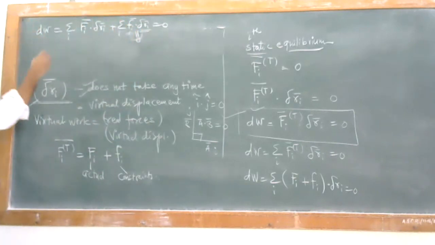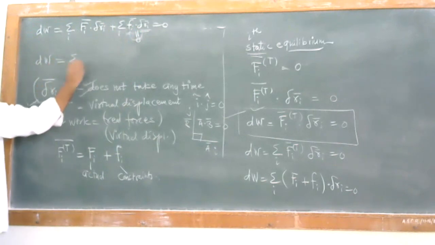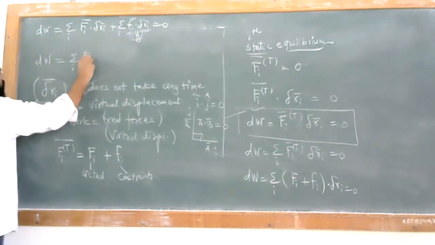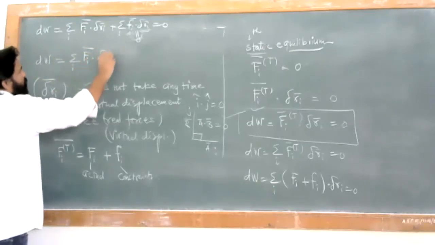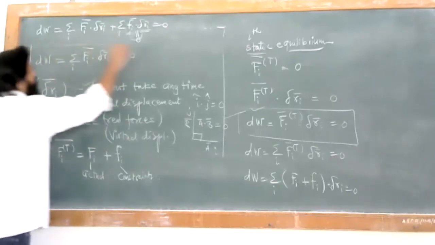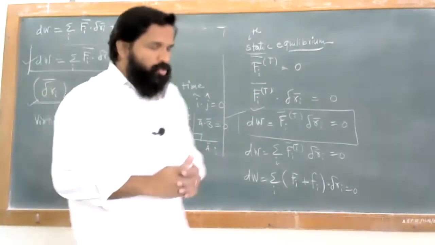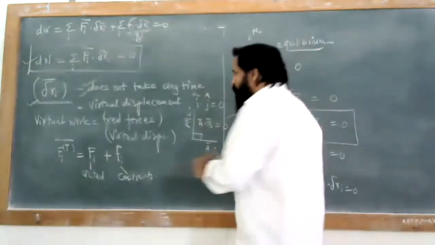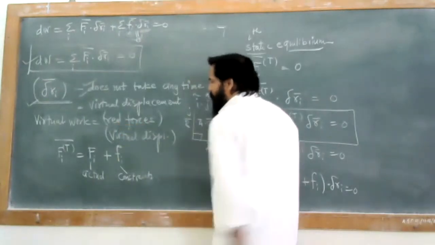So what remains? The remaining condition is that this dw is nothing but the summation over i of capital Fi, that is the actual force, multiplied by this delta ri, and that is equal to 0. So you have this, and this is known as the principle of virtual work. Everyone will notice, on which factors does this virtual work depend? It depends upon two things: the real forces and the virtual displacement.